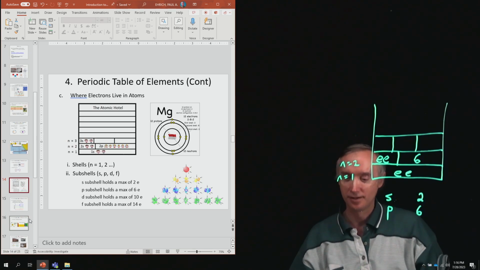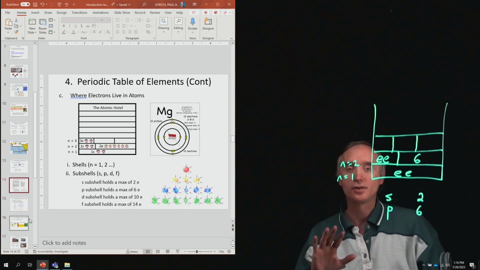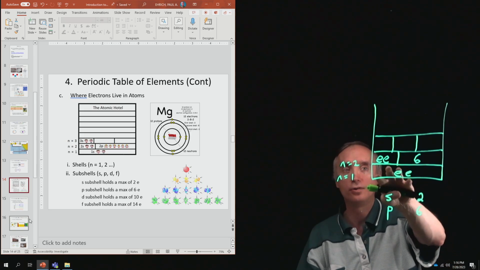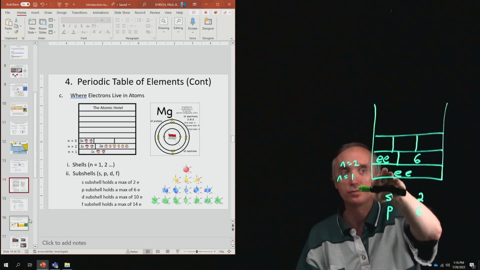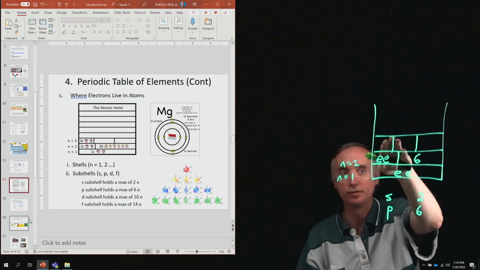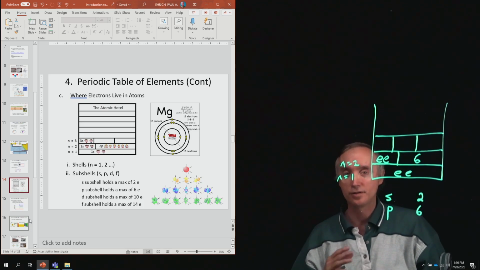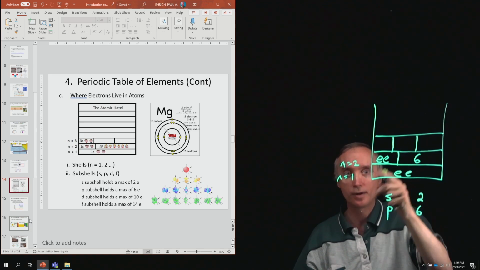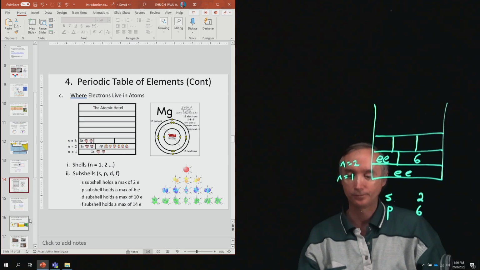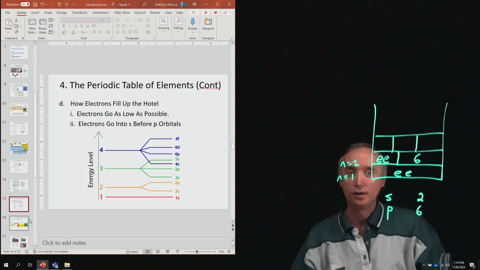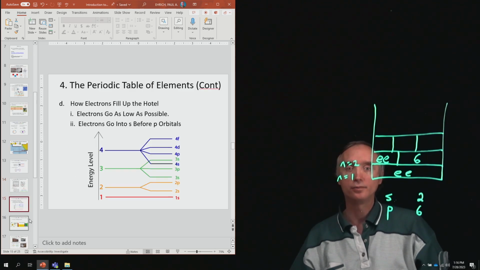All right, so let's keep going here. The important thing is now you know about the rooms and you know about the energy levels inside the atom. This really is very important, because we'll be able to explain a lot of physics and chemistry just by going back to this picture here. Okay, let's take a break. When we come back, we're now going to fill in the atomic hotel.